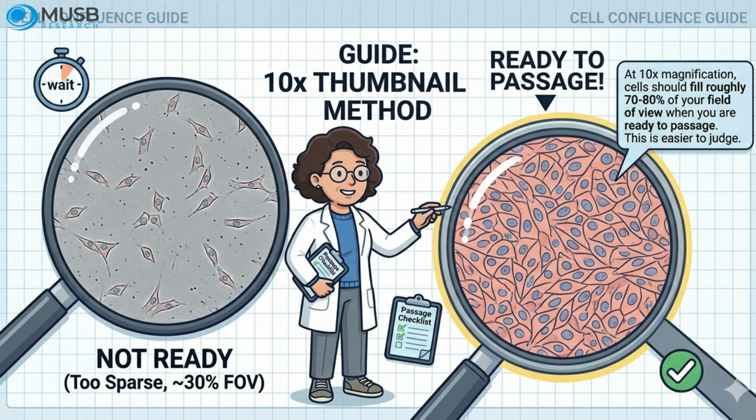Checking confluency from one field of view is like checking if a stadium is full by peeking through one door. Technically an observation, objectively misleading.